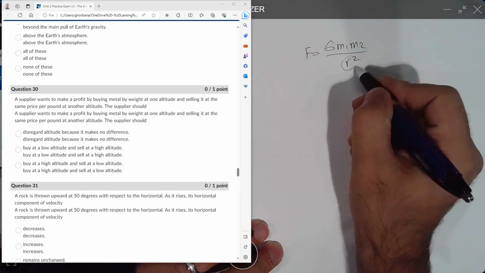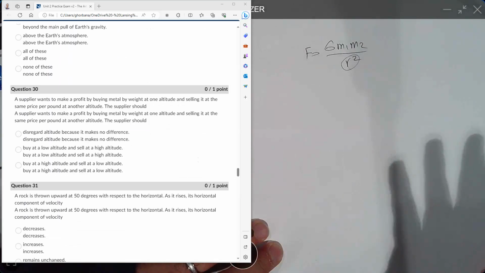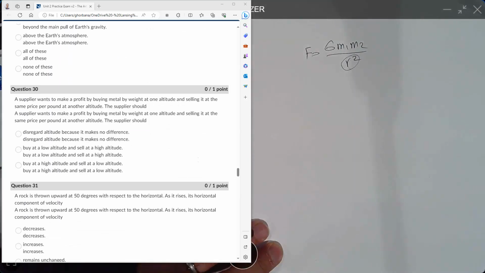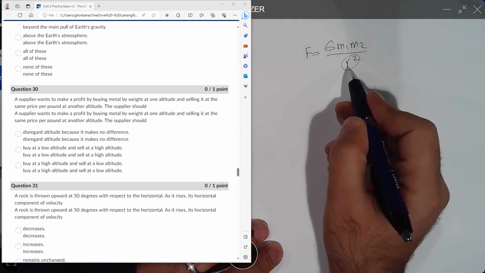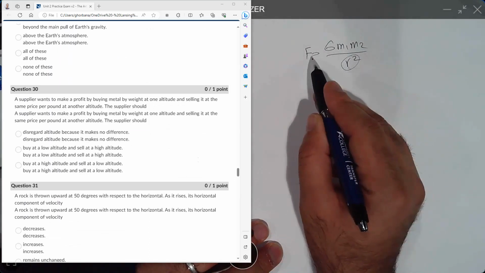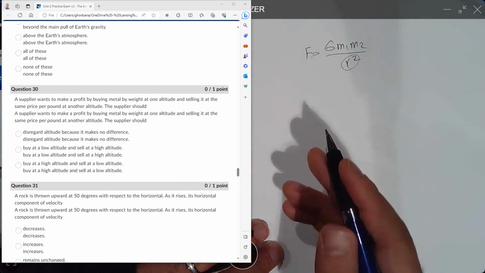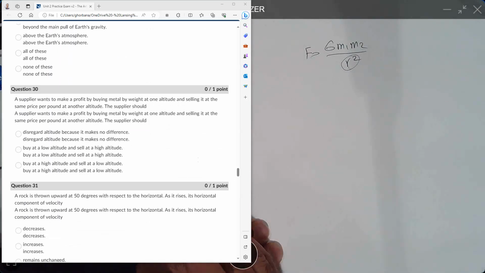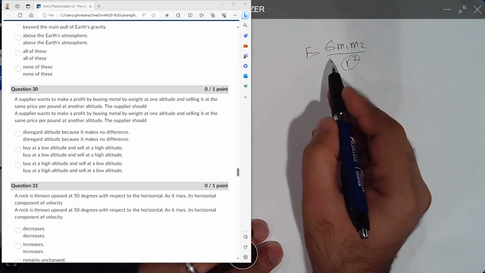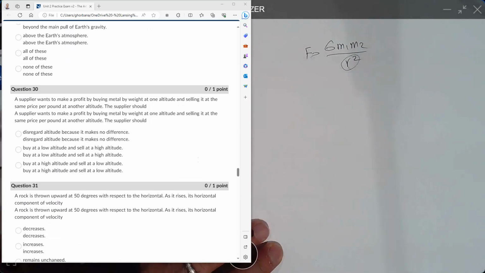Why? Because the mass is the same, but if you are selling it by weight, that would be different. R is changing the weight. If you are far away from the earth, definitely you feel weightless. So here the same situation happened. So it's better to buy at high altitude, and then sell it at low altitude.